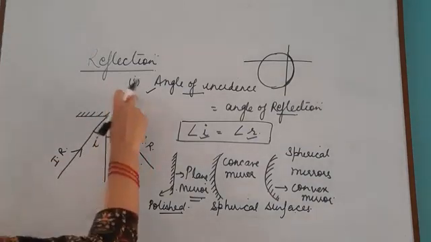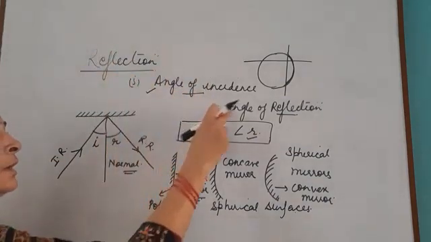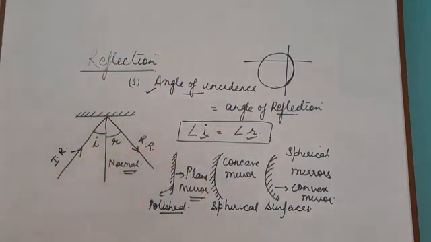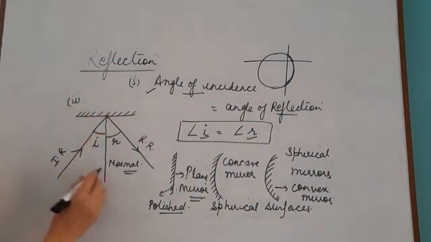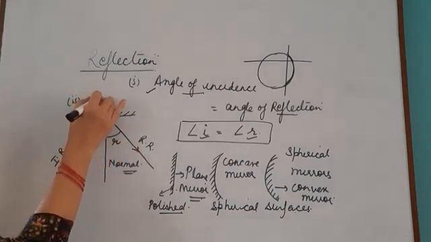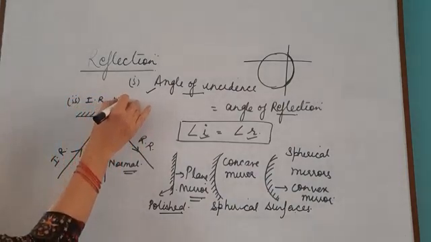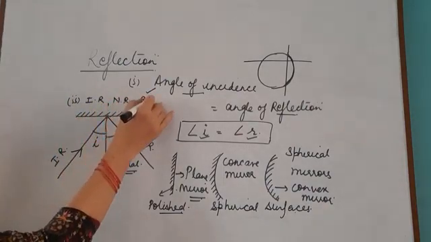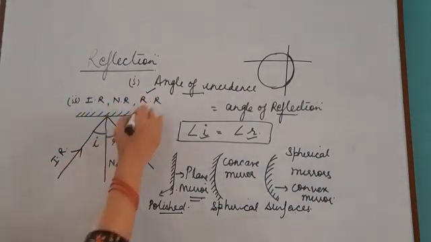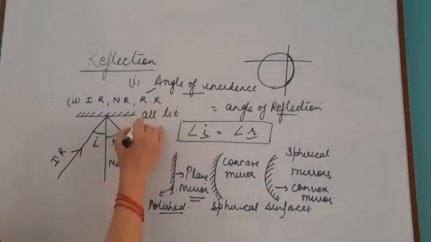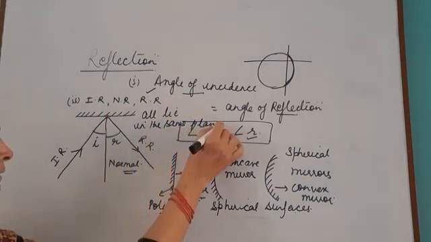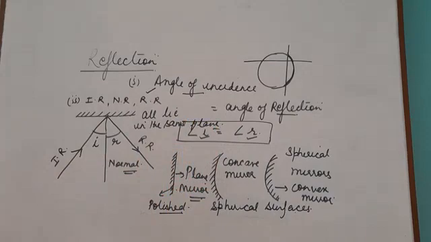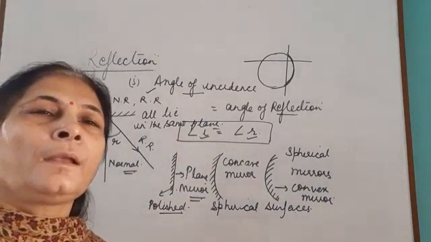And according to the law of reflection, angle of incidence must always be equal to angle of reflection, whatever be the type of surface. And the second law is that all these three, the incident ray, the normal and the reflected ray, all lie in the same plane.